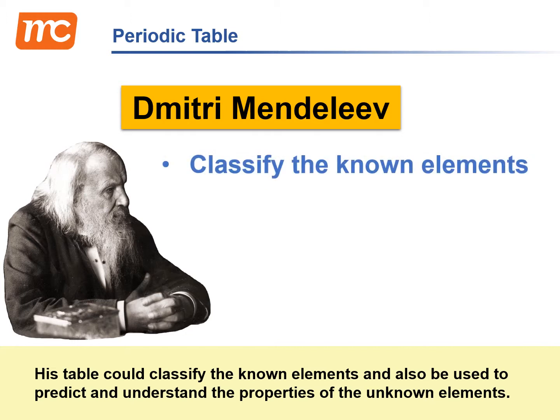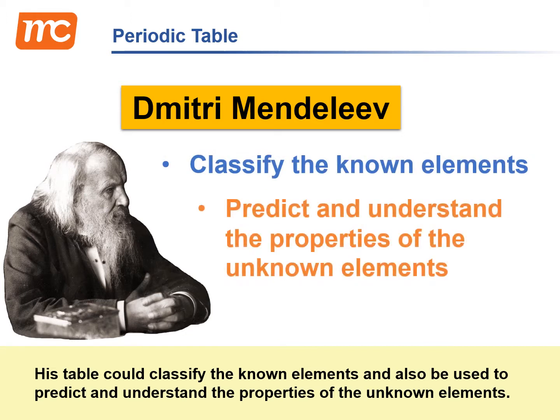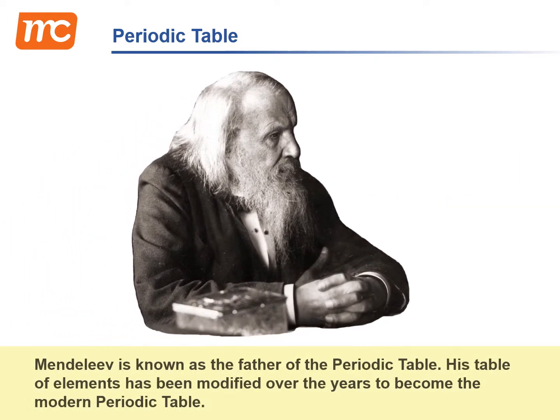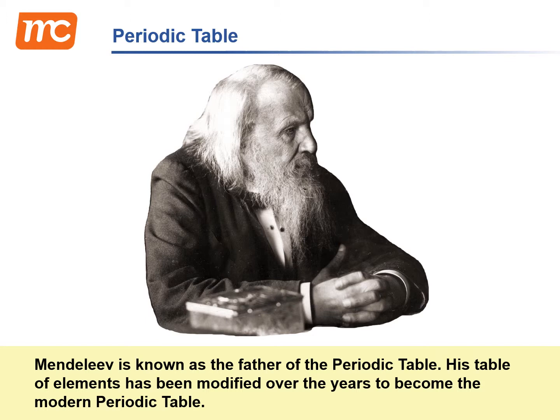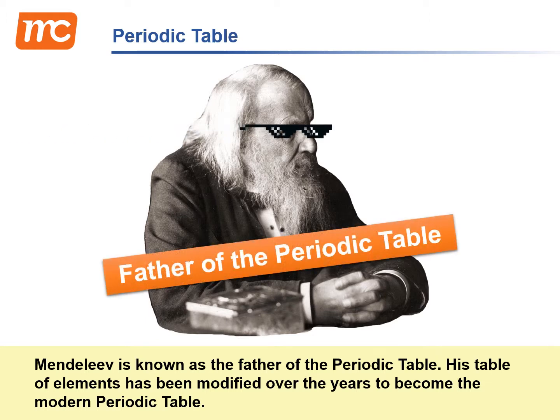His table could classify the known elements, and also be used to predict and understand the properties of the unknown elements. Mendeleev is known as the father of the periodic table. His table of elements has been modified over the years to become the modern periodic table.